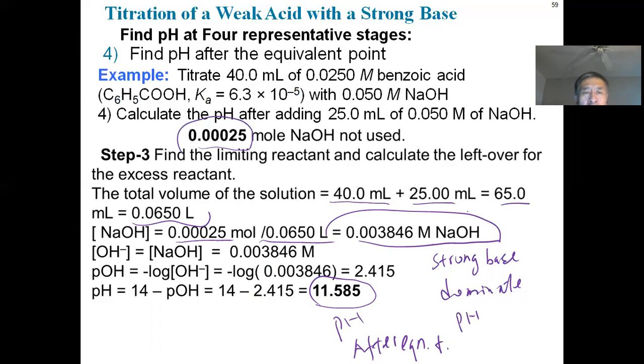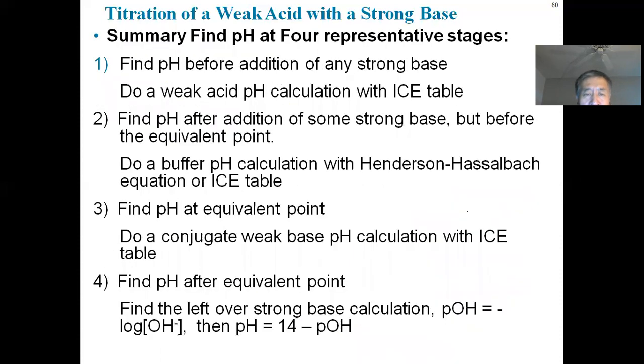All right, so that is the typical 4 stages of titrating a weak acid with a strong base. And we'll summarize that information on the next slide. So we have those examples in the previous slide in this lecture. So the first stage is finding pH before addition of any strong base. So we did a weak acid pH calculation with an IC table.